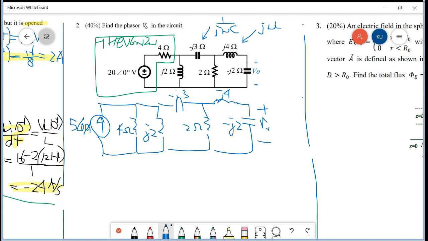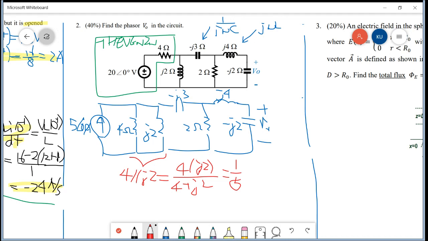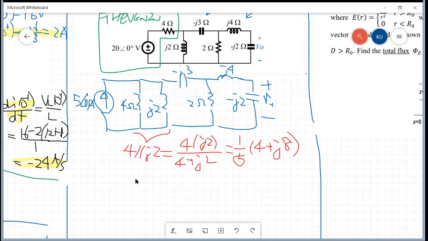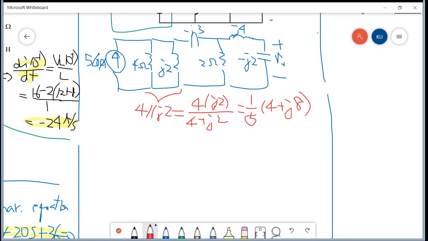So now we would like to find, this is 4 parallel J2, which is 4 times J2 over 4 plus J2. And it will be 1/5 (4 plus J8). And then we convert these parts back to definite. This is Norton. This is Norton.